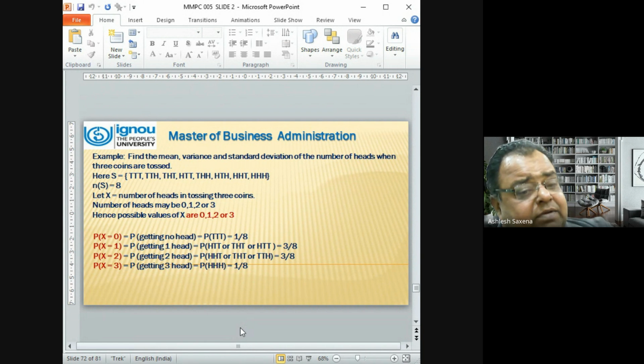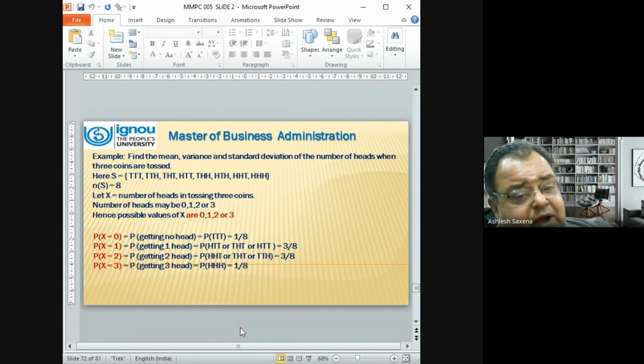The number of heads possible: you can see no head, one head, two heads, or three heads. Total number of cases will be 3 plus 1, that is 4. Now we will find out the probability of no head.